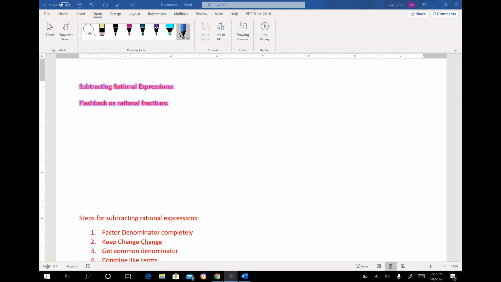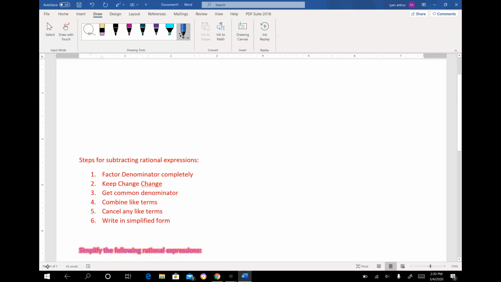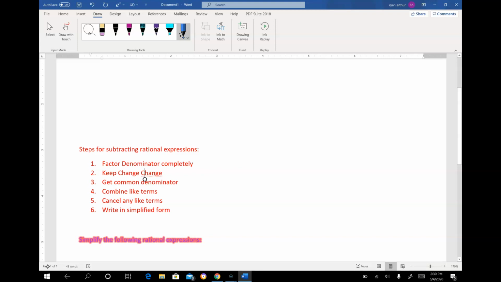All right, so today we're going to do subtracting rational expressions. Rational expressions is like division is to multiplication, subtraction is to addition. It's the same steps except one extra step in it. And I've kind of reconfigured the steps after our last video. I like these steps better. I mean, they're all the same.